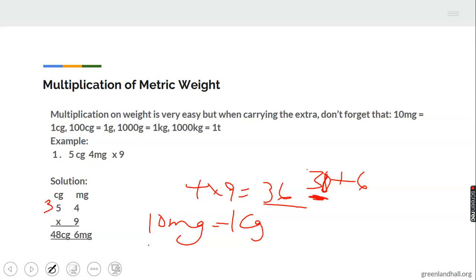So now we calculate this other one. 9 times 5 is what? 45. Plus the 3 we have carried. That's 48. So that's what gives us this answer. Is that taken?